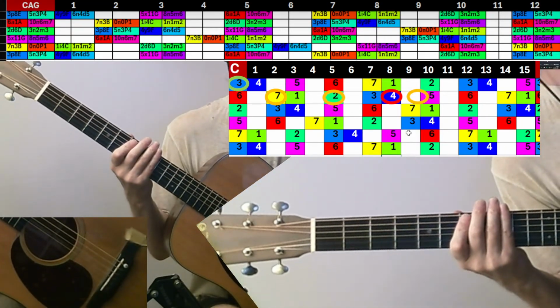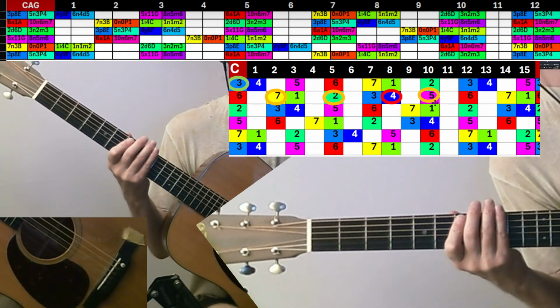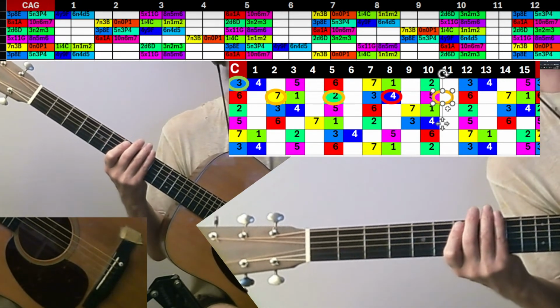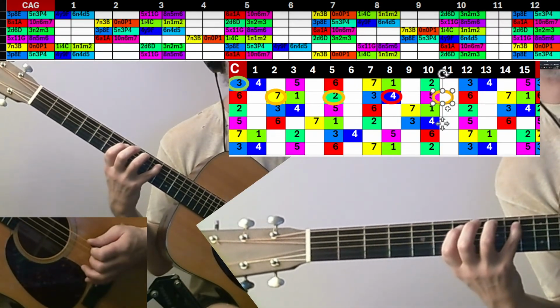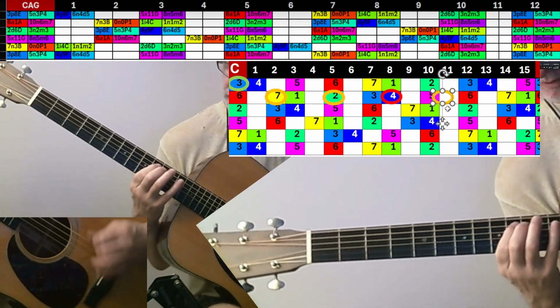Now wait a sec. I'm doing this the wrong way. This is the minor third. It should be out here, and the major third would be out here. Sorry about that, I was doing that all totally wrong. There, that makes more sense.